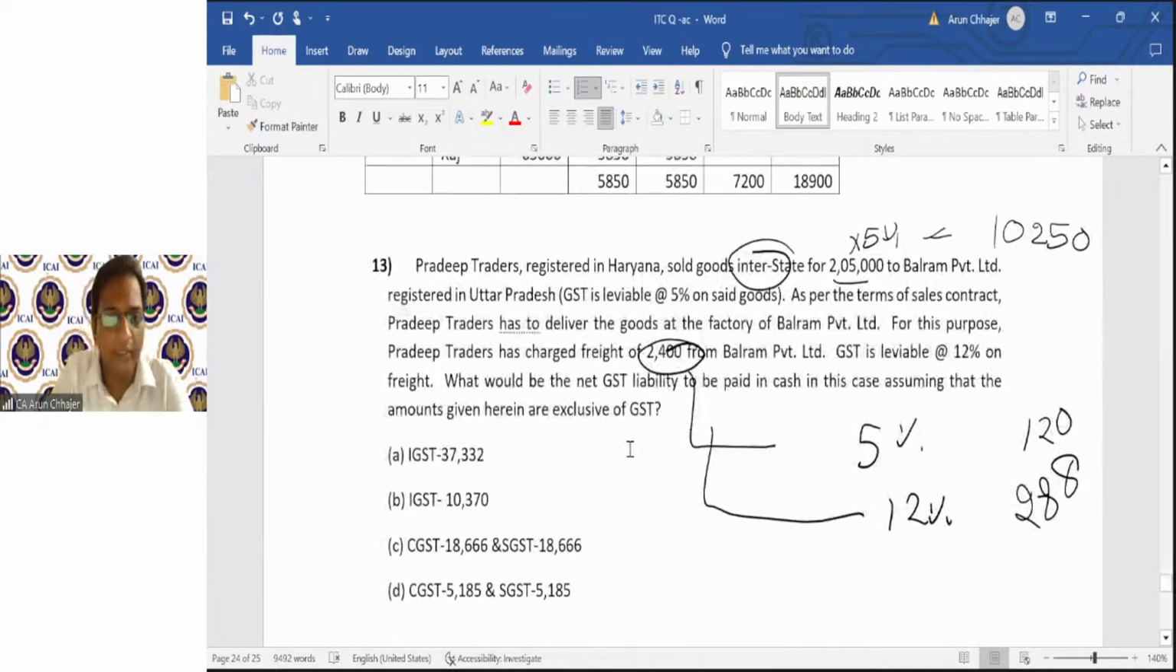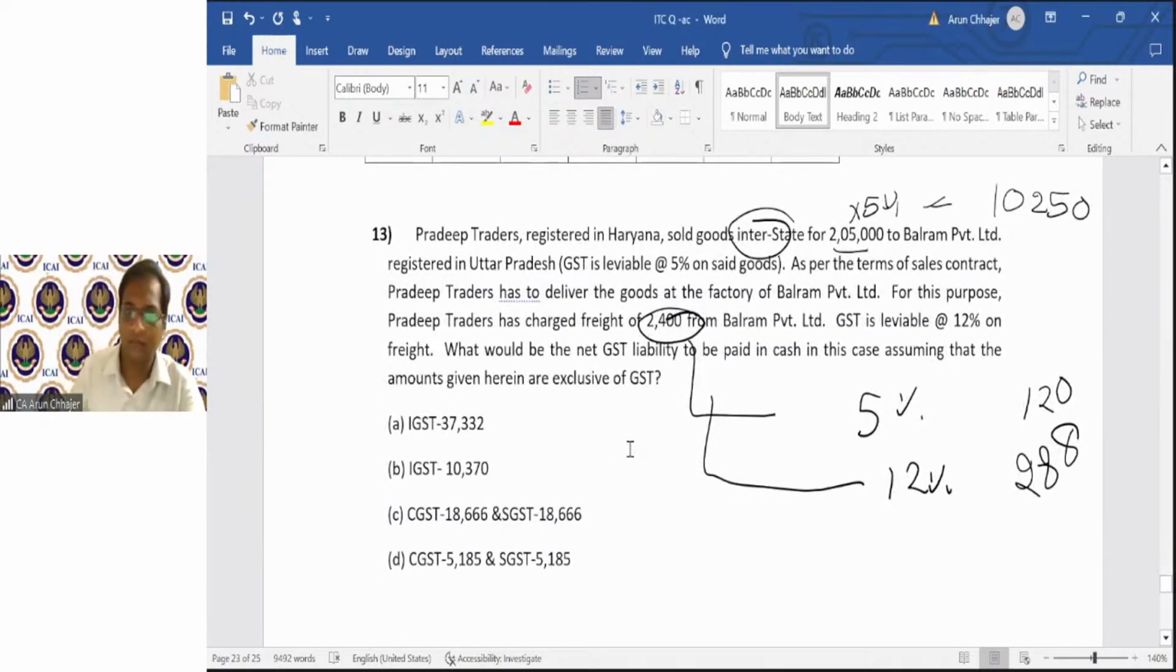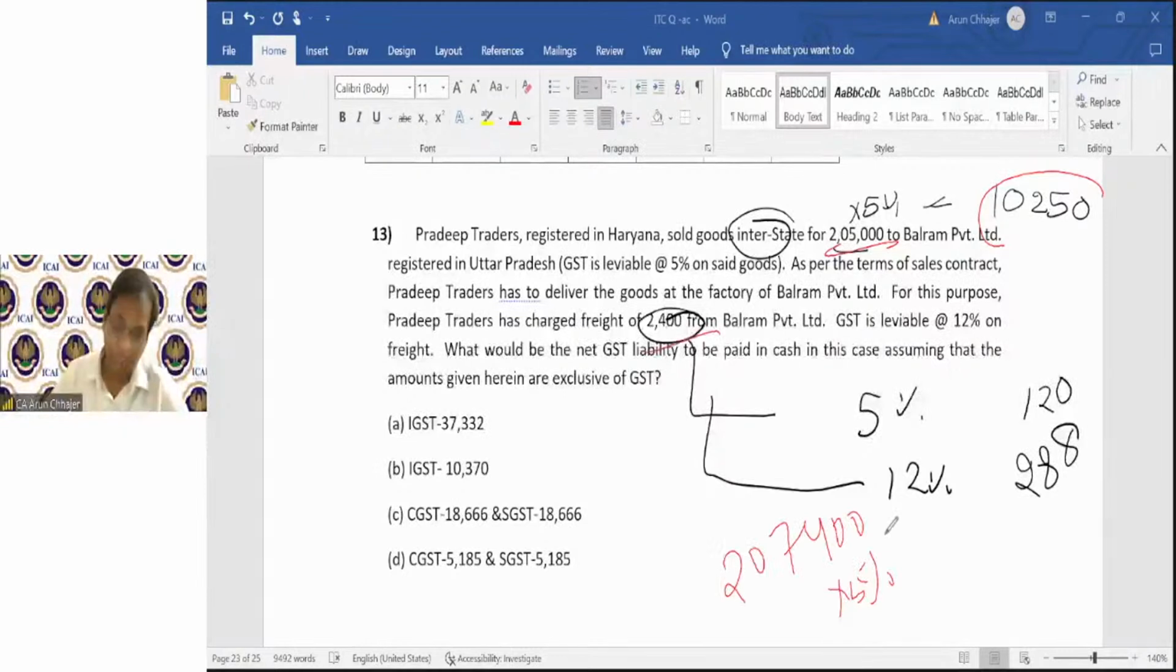थर्टीन के रिगार्ड में डाउट है, हाउ बी. So because it is composite supply, so 10,000 2,05,000, 10,370 आएगा ना. देखो, ये जो 12% है ना, ये सबसे बड़ा कंफ्यूजन है. What people will do, they will do the separate calculation, 5% for the goods and 12% for transportation freight charges. So this is the confusion. I hope it is clear.